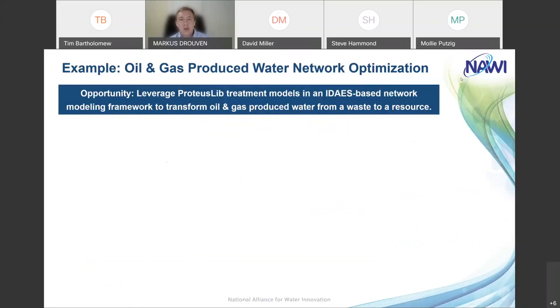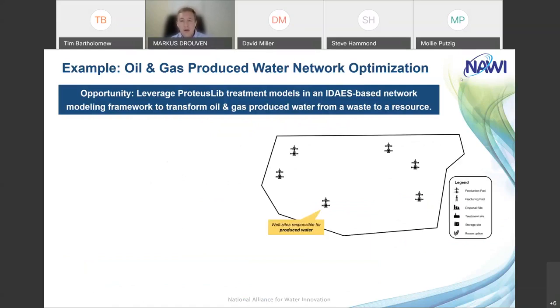And specifically, the opportunity that we want to pursue is to embed ProteusLib models in a network-level modeling framework so that we can understand how we might be able to transform produced water from oil and gas operations from what is currently a waste to a valuable resource. So just for context, in oil and gas development areas all across the country, we have well sites that are bringing high TDS water to surface every single day.